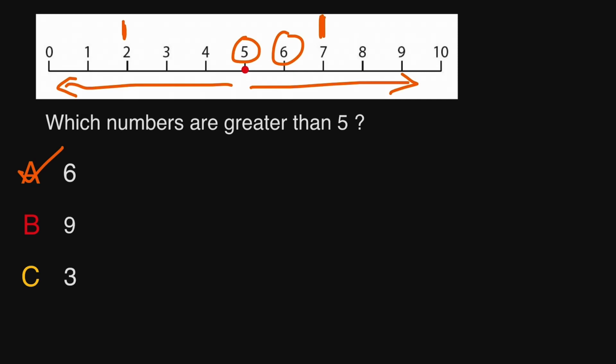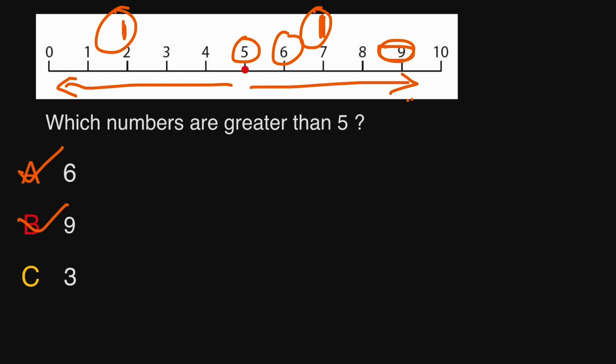And the next option is 9. So again, is it to the left or is it to the right? Well, we see it's right here to the right of 5. Means it's greater than 5, okay? So we'll check this one.